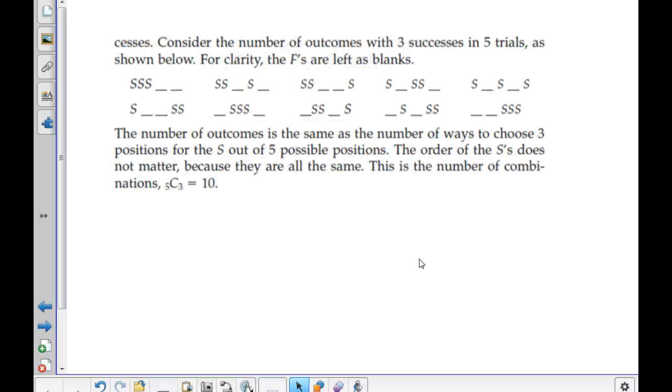Consider the number of outcomes. If you wanted 3 successes in 5 trials, this is all the number of ways that could happen. I don't think we want to write that out every time. Succeed, succeed, succeed, fail, fail, etc. If there are 5 trials and we want to succeed 3 times, there's 10 different ways that could happen. So we're going to use combinations.